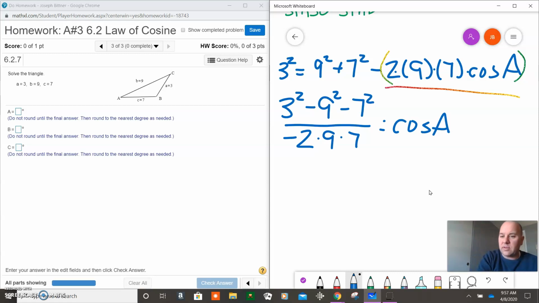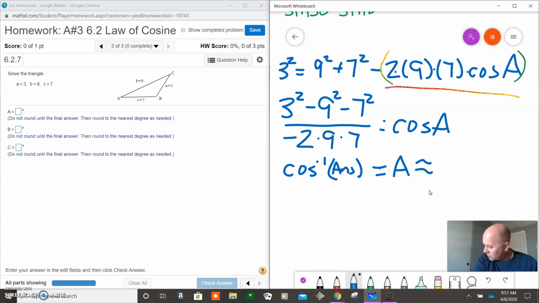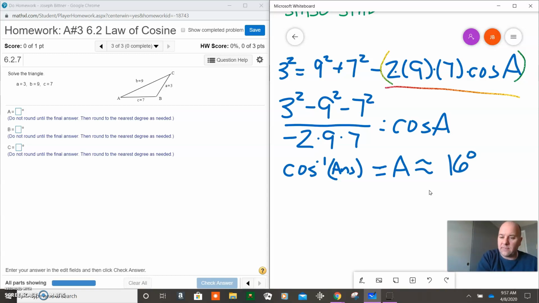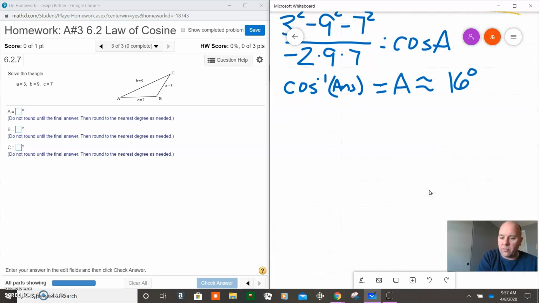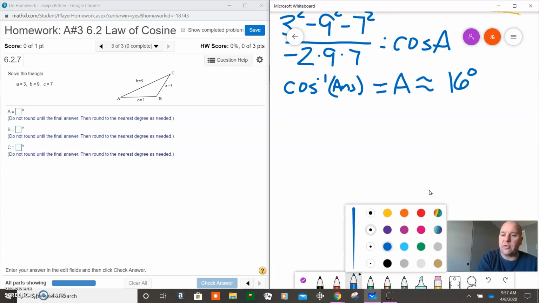And when you solve this, just don't forget, you're going to have to take the inverse of cosine from that previous answer. And when you take that, I got an answer, and it does say go to the nearest degree, 16 degrees. Now, the next part is kind of tricky. You have to kind of read your triangle and read into everything, so just be careful with this.